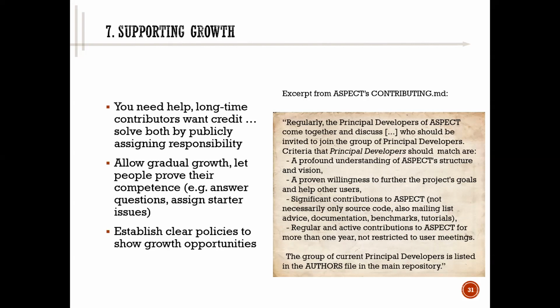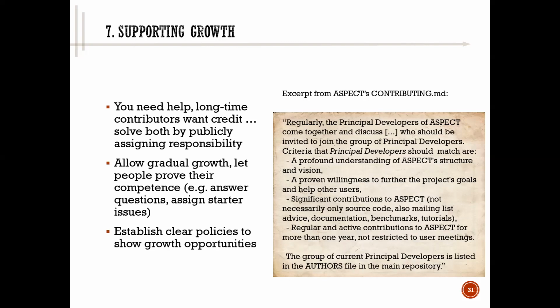The important part about this is that you need to allow gradual growth. So at each step, people need to prove their competence and their interest in these tasks, and then you can move on to more responsibility. One of the possibilities is, for example, to see who answers questions on mailing lists, who already reviews simple tasks in your software.